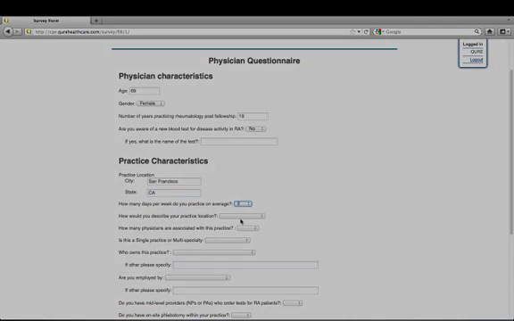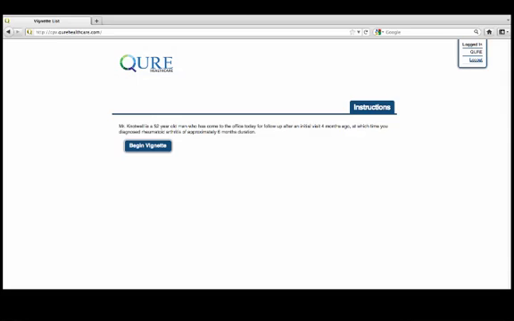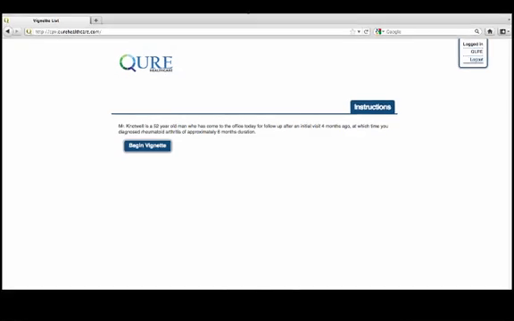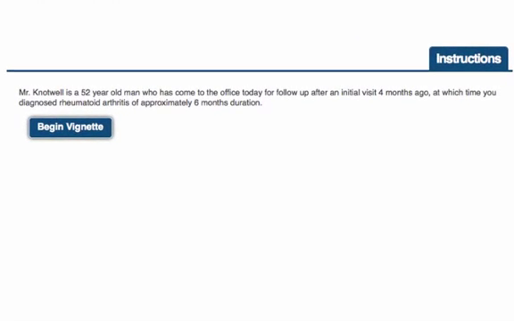After completing the short survey, the doctor begins the CPV, just like a typical patient visit. Each CPV begins with a short presentation of the patient. Today, you will be taking care of a patient with rheumatoid arthritis. Mr. Notwell is a 52-year-old man who has come to the office today for follow-up after an initial visit 4 months ago, at which time you diagnosed rheumatoid arthritis of approximately 6 months duration.